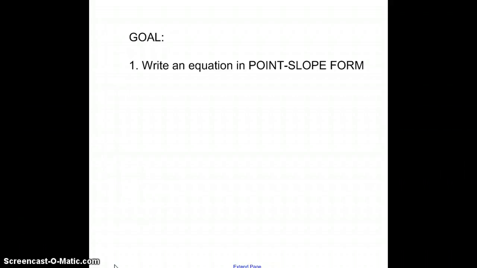This video, we're going to take a look at point-slope form. So we've done slope-intercept format, which is y equals mx plus b. We've done our standard form. Now we're going to look at point-slope form.